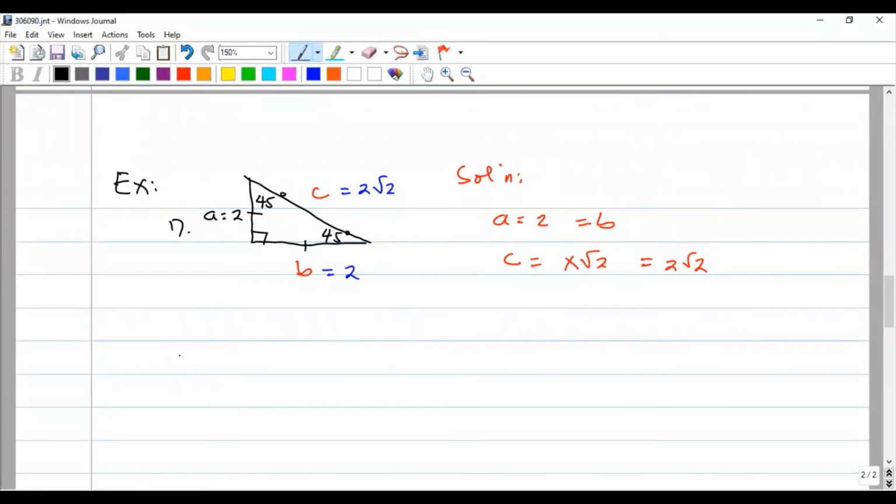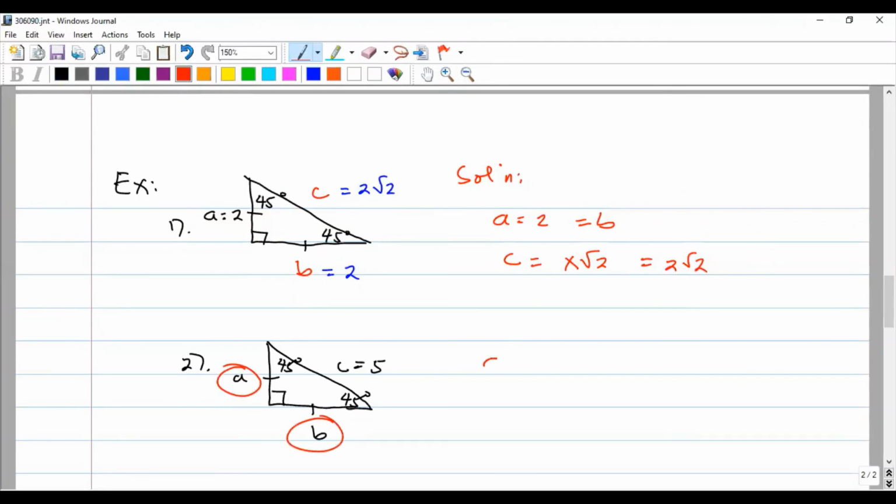Number 2, another triangle. So we have here a right angle, our 45 degrees and our 45 degrees. We have our A, our B, and our C. Our given this time is the side opposite the 90 degrees, or the longest side, which is 5 units. So find the length of side A and side B.